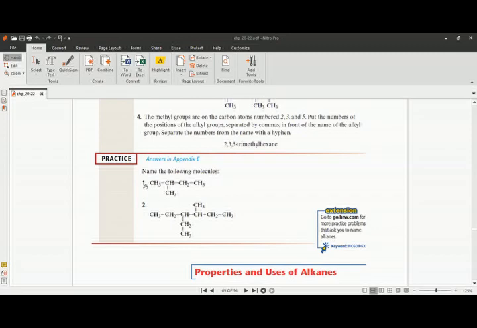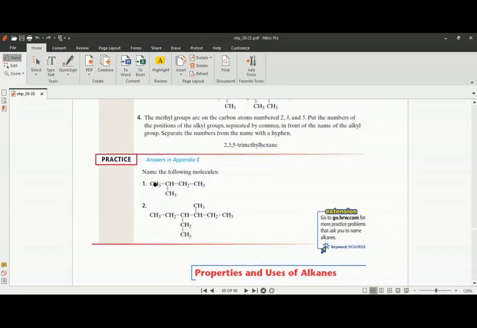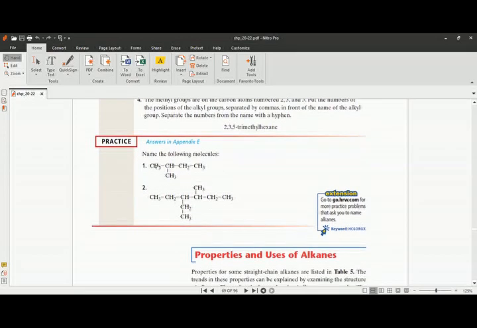Here we have the longest chain that we have, the straight one. How many carbon atoms? One, two, three, four. Meth, eth, prop, but. So this is butane. And we only have one alkyl group, which is methyl here. So we have methylbutane.